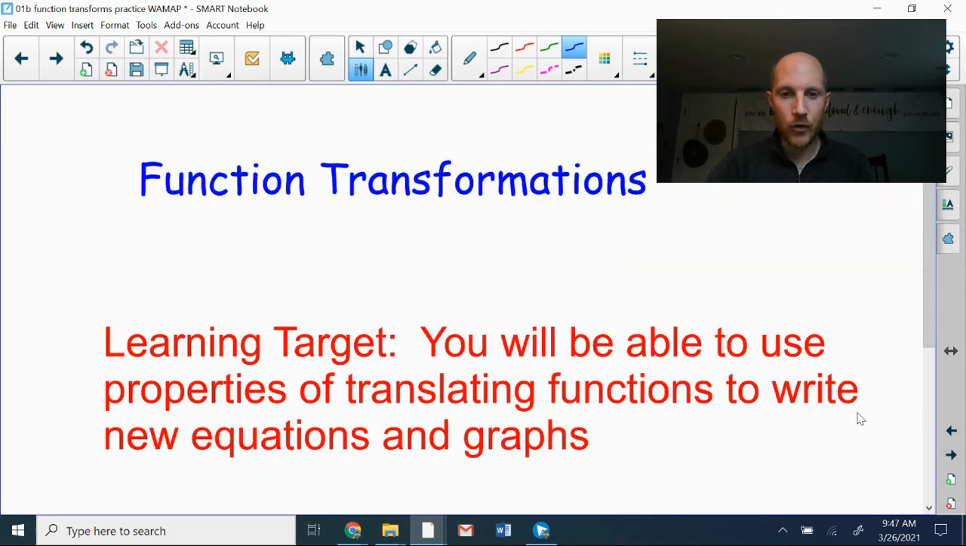All right, we're looking at function transformations, and our learning target is that we'll be able to use properties of translating functions to be able to write new equations and graphs, but really we're just going to focus on the new graphs, and also coordinates.